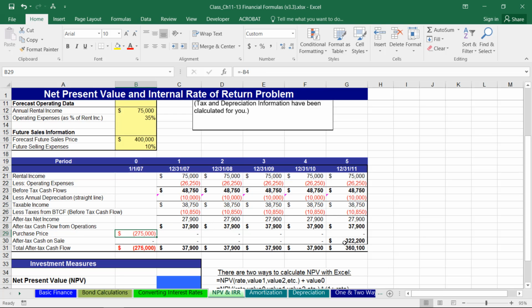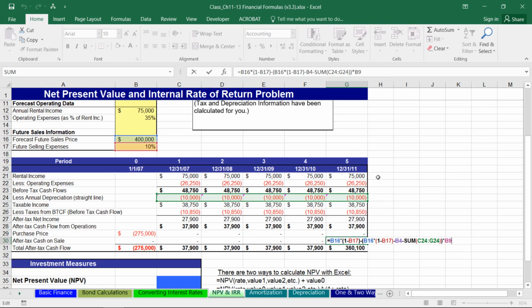Here's our initial purchase price. And finally, we have this settlement when we actually sell the property. Take a moment and see if you understand what the formula is saying here. You've been given this worksheet, but you need to understand and agree with each of the formulas on it in order to take advantage of it. Let me help you. What does this first part say? B16 times 1 minus B17. That's right.